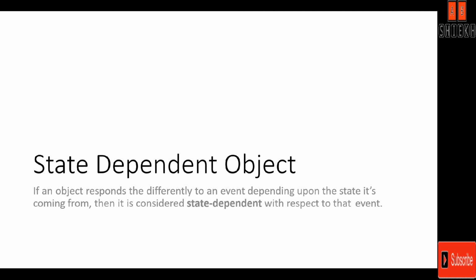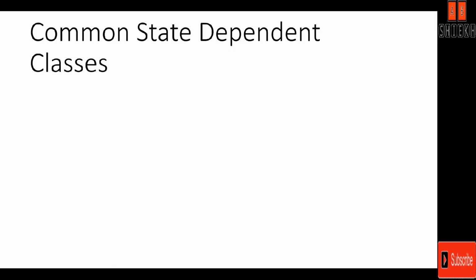State dependent object. By contrast, state-dependent objects react differently to events depending on their states. So, if an object responds differently to an event depending upon the state it's coming from, then it is considered state-dependent with respect to that event. So here we have common state-dependent classes. Use cases. Use cases viewed as a class, the process sale use case reacts differently to the end sale event depending on whether a sale is underway or not.